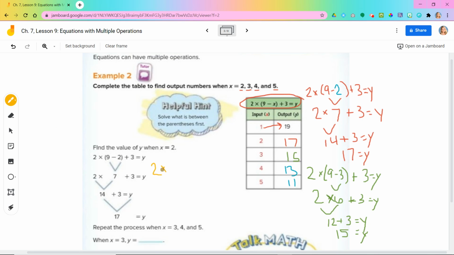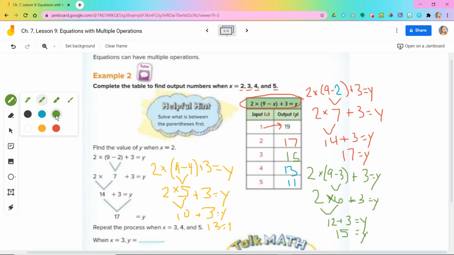So 2 times (9 minus 4) plus 3 equals y. So what is in parentheses goes first. 2 times 5 plus 3 equals y. 2 times 5 is 10 plus 3 equals y. And then 10 plus 3 is 13. So very good. I was just checking to make sure that my answer was right, and it was.